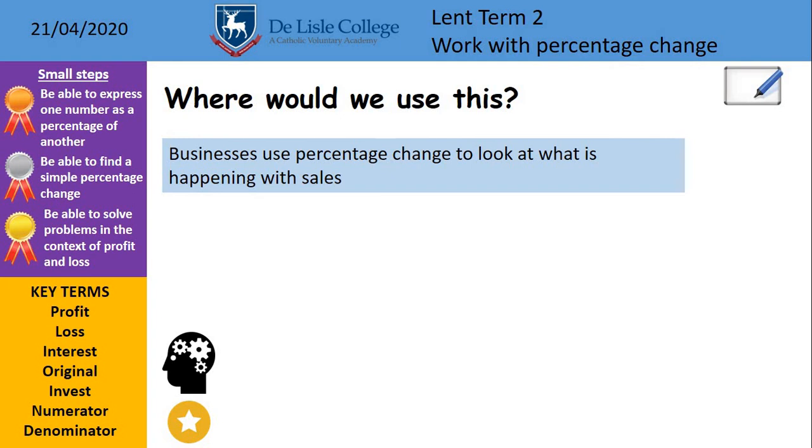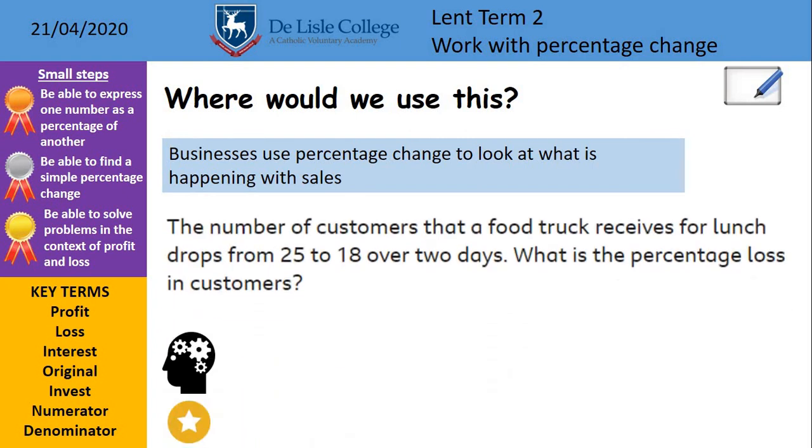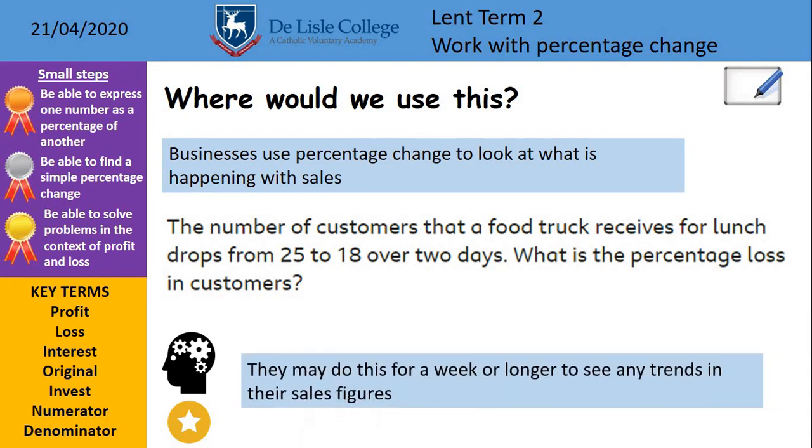Where would we use this? So businesses use percentage change to look at what is happening with sales. This is a question where it might be used as an example. So the number of customers that a food truck receives for lunch drops from 25 to 18 over 2 days. What is the percentage loss in customers? So this is how a business could use percentage loss and a percentage change. And they may also do this for a week or longer to see any trends in their sales figures, and then maybe graph the results to see.